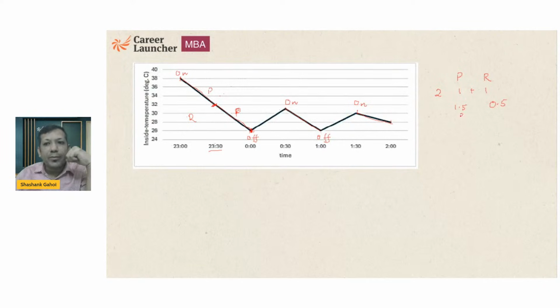It means power mode can be 3 times, regular mode can be 1 time, power mode can be 4 times, regular mode can be 0 times. That is also a possibility. Now, regular mode cannot be for 1 hour. It means this definitely is not the regular mode. This must be power mode only.